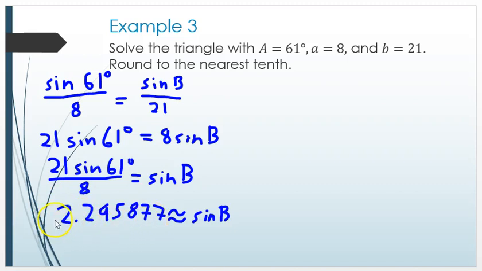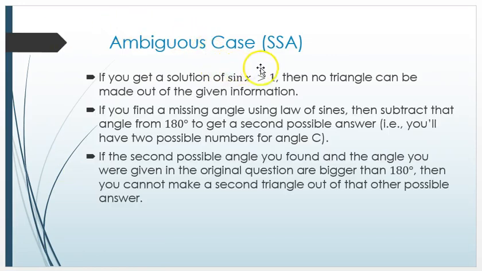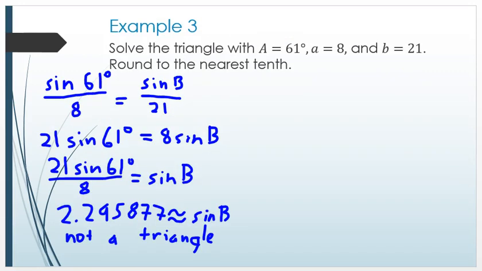But stop for a second and notice that this number is 2.295877. This is the first situation I was referring to on this top bullet, where we got a solution of sine of x equal to a number, and that number is bigger than 1. Since the number was 2 point something, it's bigger than 1, and that means no triangle could be made out of this given information. So in any answer, we would just say there is no triangle or there is no solution, because we can't get angles and sides that will turn these values into a triangle. Depending on what your answers are, you would just be indicating that this is not a triangle or there is no solution to the problem.